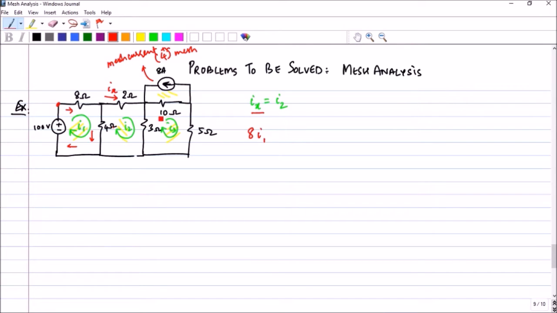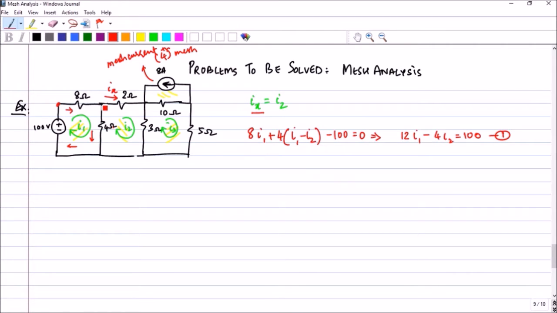and see the steps to write KVL equations. Now, in this 4 ohm, there are two mesh currents. Therefore, you will have two effects there. So it will be plus 4 into I1, which is flowing, and I2 is opposing, so minus I2. And then minus 100 equal to 0. So if I simplify this, I will get 12 I1 minus 4 I2 equal to 100. So this is my first equation.